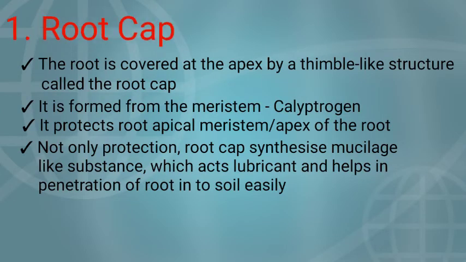Root cap. The root is covered at the apex by a thimble or hat-like structure called root cap. It is formed from the meristem called calyptrogen. Root cap protects root apical meristem or apex of the root. Not only protection, root cap synthesizes a mucilage-like substance which acts as lubricant and helps in the penetration of root into soil easily.